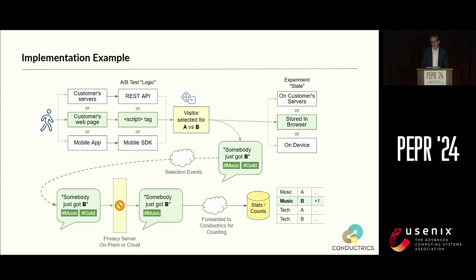Then that comes to an optional privacy server, which is just a lightweight server that runs on the client side, so we don't have access to it, and that can act as a filter. There they can also inspect the message and prune anything out. Let's say in this case, they don't like the fact that the gold tag is coming to us. They can filter out IP, what have you, so they have complete control of it. And then we just get a message back to our server: somebody got B and they like music.